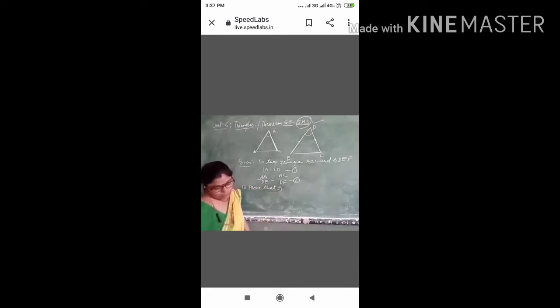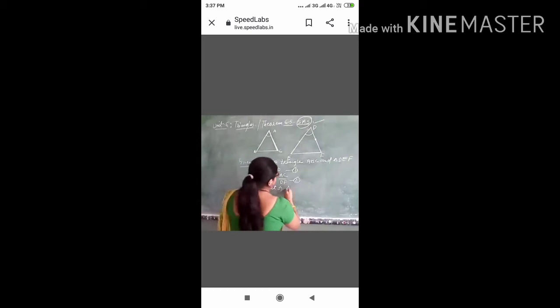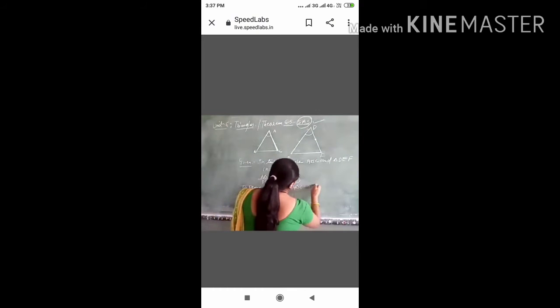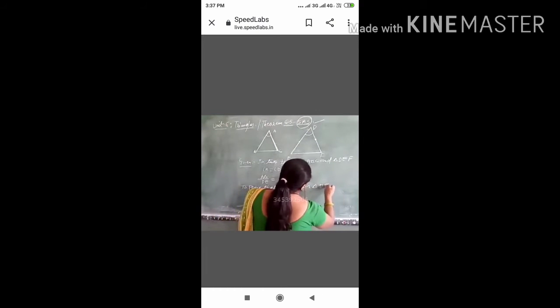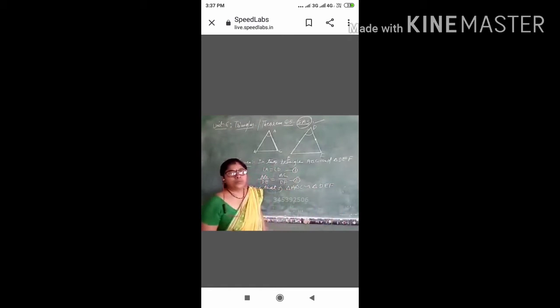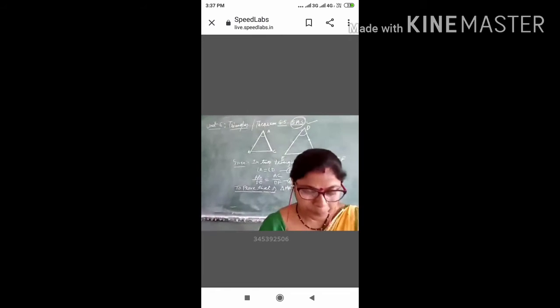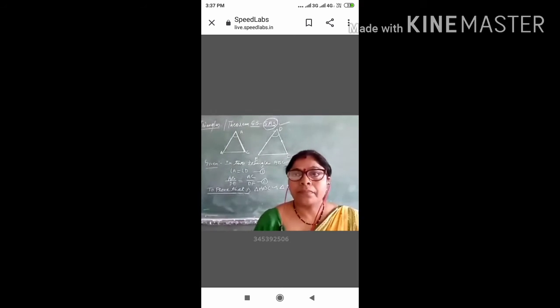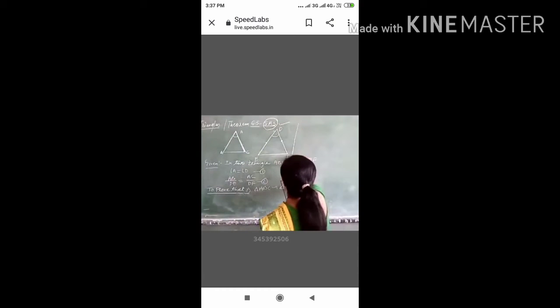Then after that we need to prove that the two triangles are similar. That means we need to prove that triangle ABC is similar to triangle DEF. Okay? Understood what is given and what we need to prove? So for this one, we do some construction. We do the construction.